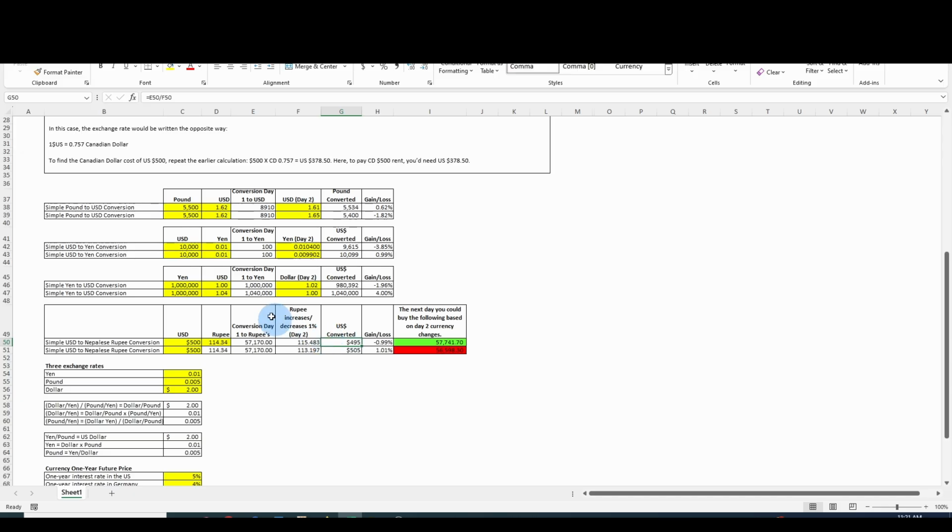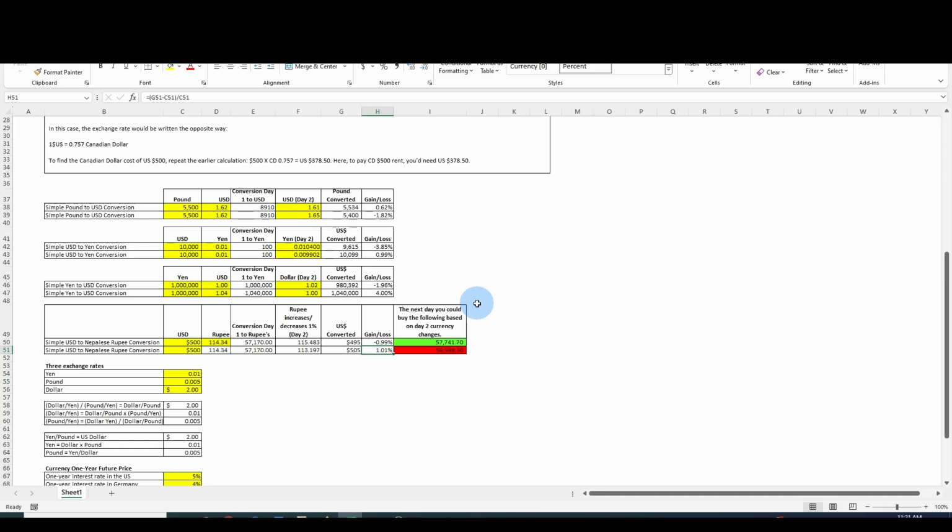US converted. So E50 divided by F50. E50, 57,170. Divide this by F50. So 495. So now I took a loss. If the rupee stays the same, let's say it was at 114 and now it decreases to 113. So now my US 500 bucks is worth 505. So I gained a modest amount.